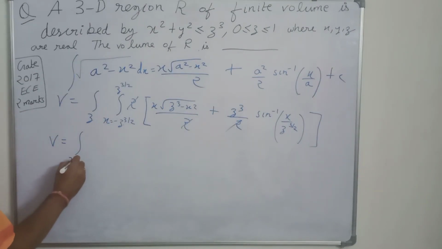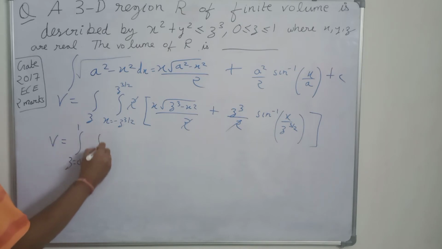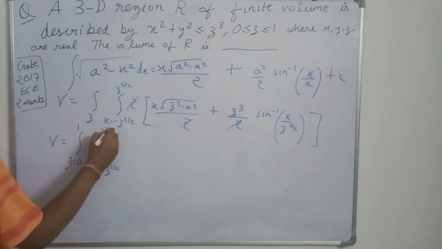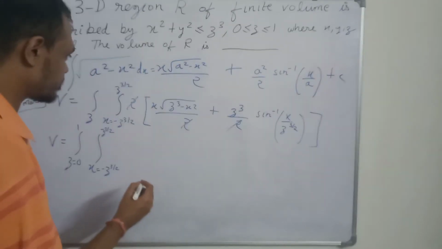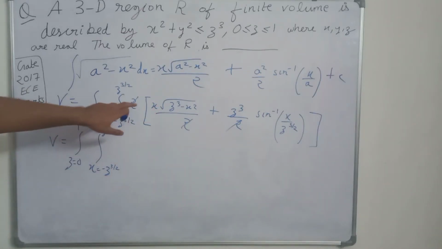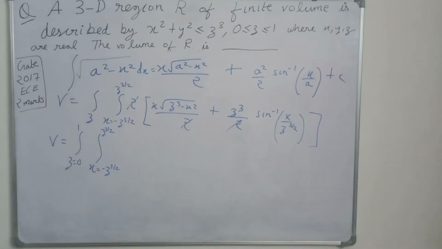So integral of z from 0 to 1, integral of x from minus z cube by 2 to plus z cube by 2, and if you put x equal to z cube by 2 and minus z cube by 2 here, then you will get 0.